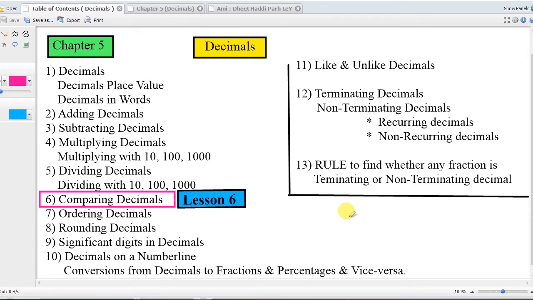Today we are going to start our lesson number 6, which is comparing fractions.